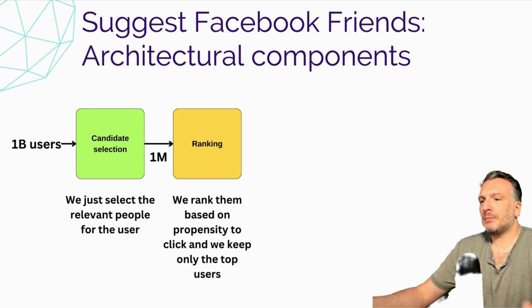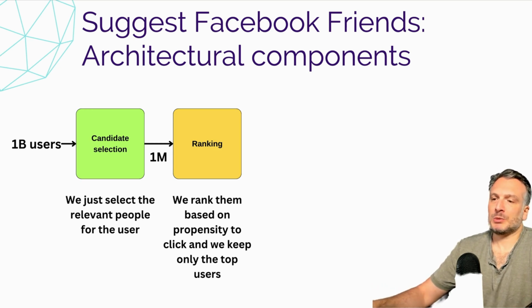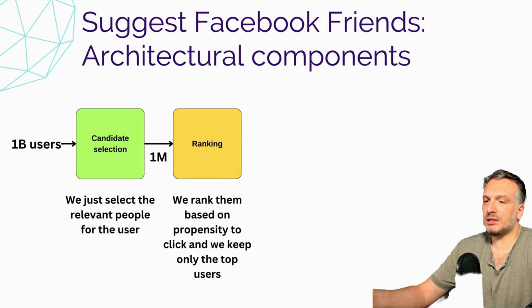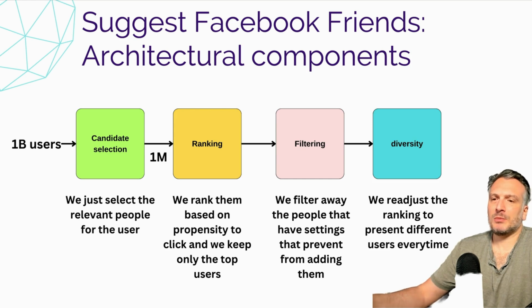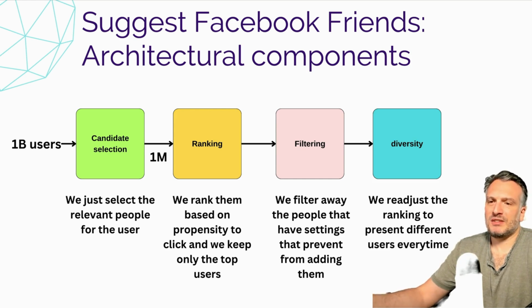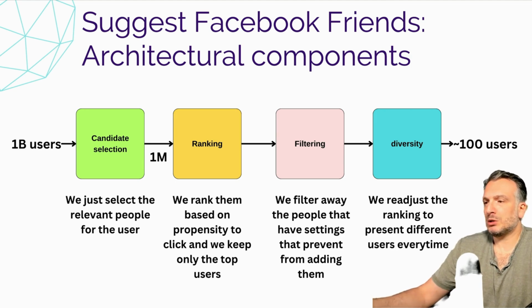Then we need a ranking piece. We need something that takes those candidates and ranks them from best to worst. We rank them based on the propensity to click and keep only the top users. Then we will need a filtering process. We need to filter away the people that have some settings that prevent them from being presented on the list. And we need to have a way to add some diversity. So we need some diversity module. We need to readjust the ranking to present different users every time. And this funnel will take us from about 1 billion users to about 100 users.